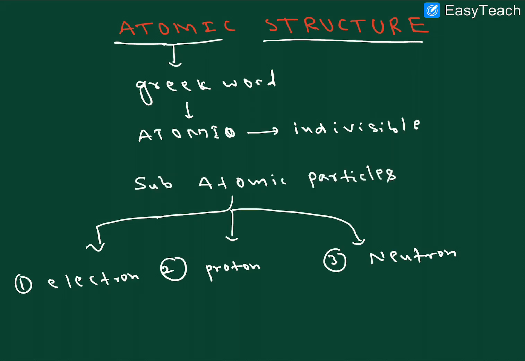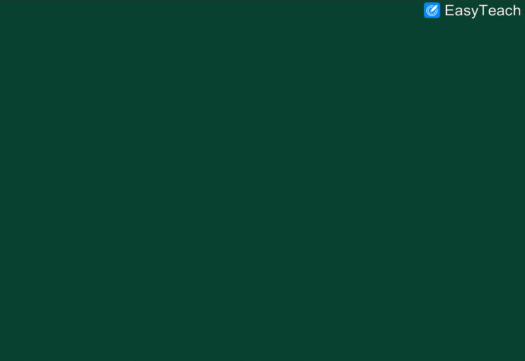Let me explain how they discovered the electron and what the properties of the electron are. Let me explain in the next slide, and then the proton and the neutron. First, the discovery of the electron.